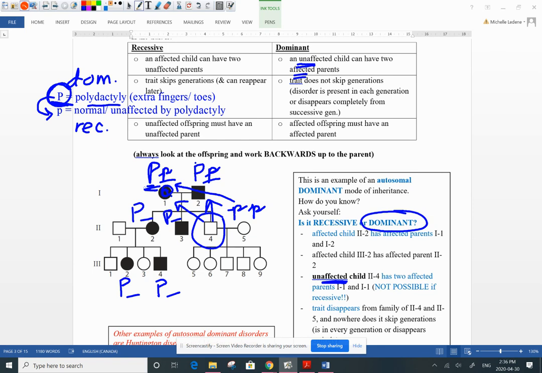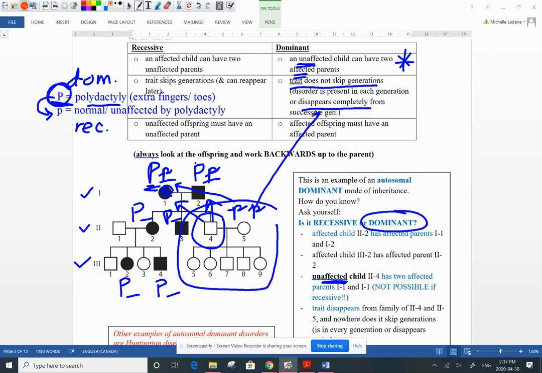So this is key here, this unaffected child having two affected parents. Another thing you should look for is that the trait will not skip generations like it did with the recessive. People have it in generation 1, people have it in generation 2, people have it in generation 3, except in this family. Look what happens here.